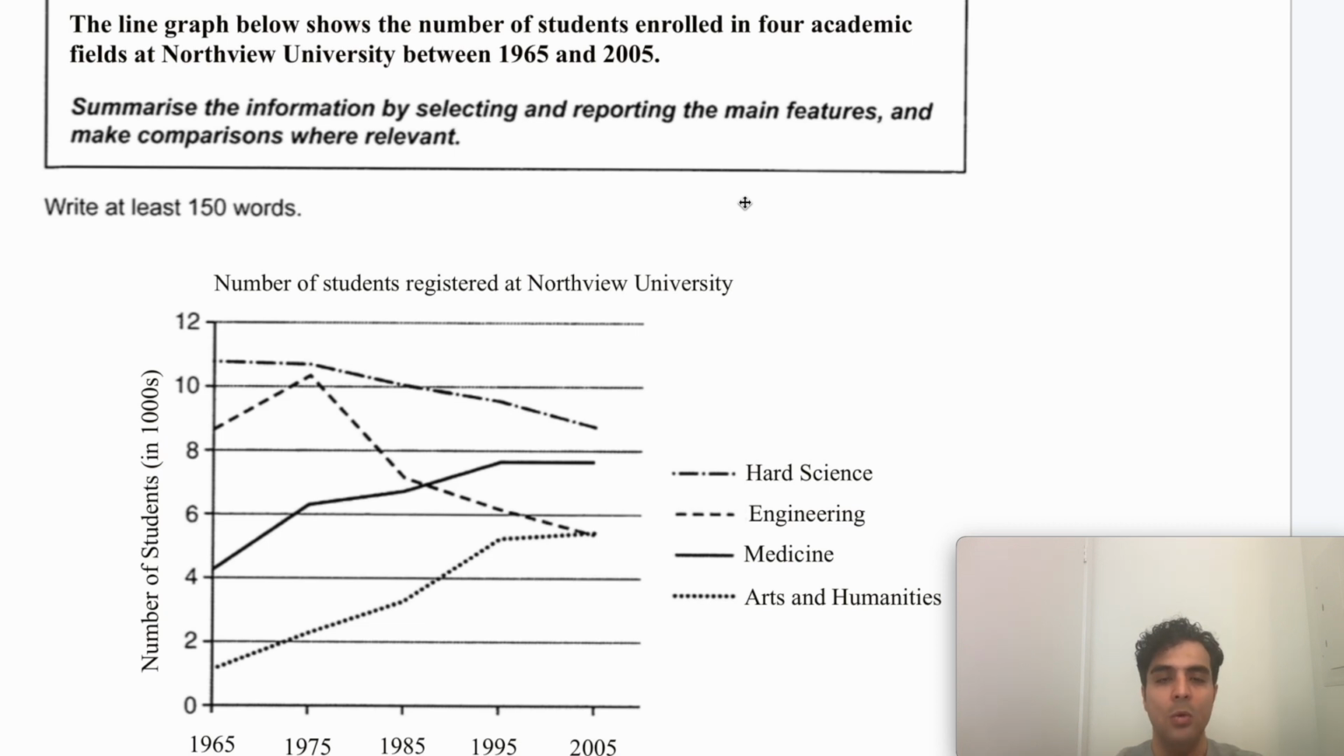Okay, so first things first, what is the MP core? Remember, step 1 in understanding is identifying the MP core. The line graph below, that's the subject, shows, that's the verb, the number of students enrolled in 4 academic fields at Northview University between 1965 and 2005. Okay, what is the MP core?